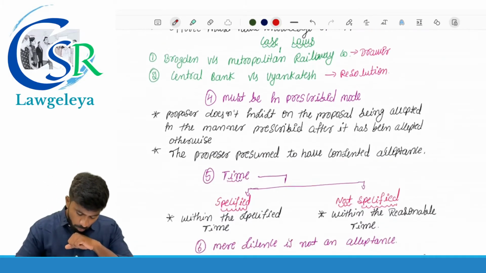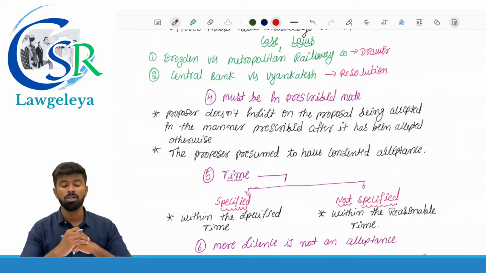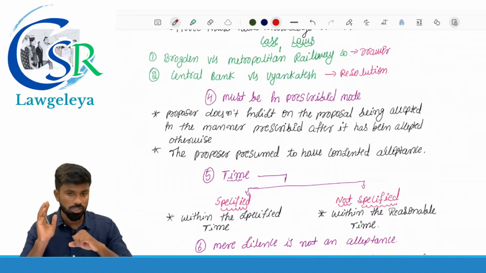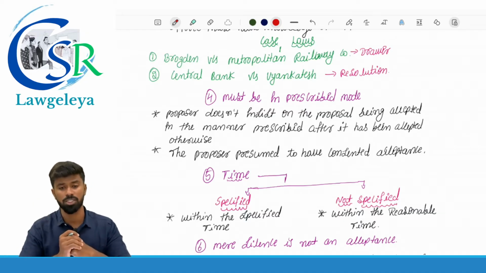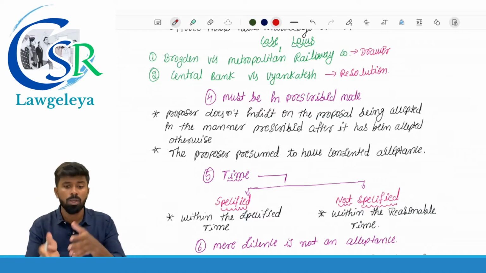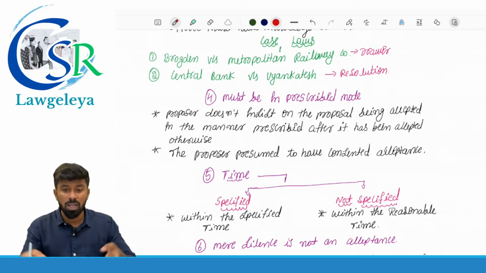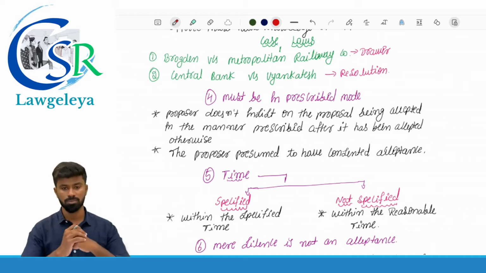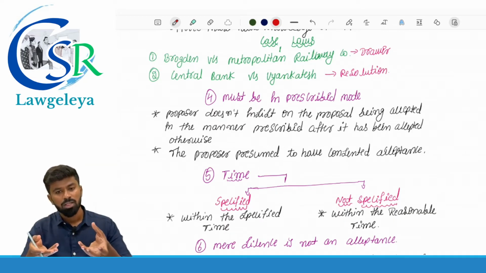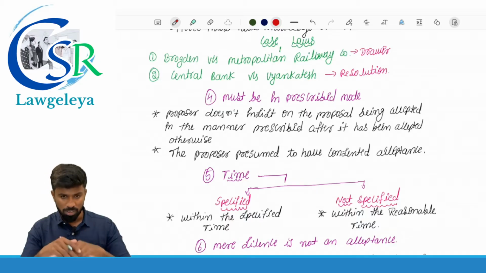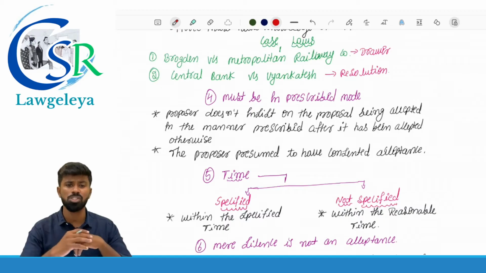Next one, important one: the acceptance must be in the prescribed mode. Remember section number 7, acceptance must be absolute and unqualified and should be expressed in the usual or reasonable manner, unless the offer prescribes the specific method of acceptance. Sir, what happens if the promisee accepts the promise other than the method in which it is specified? What happens in that scenario, sir?